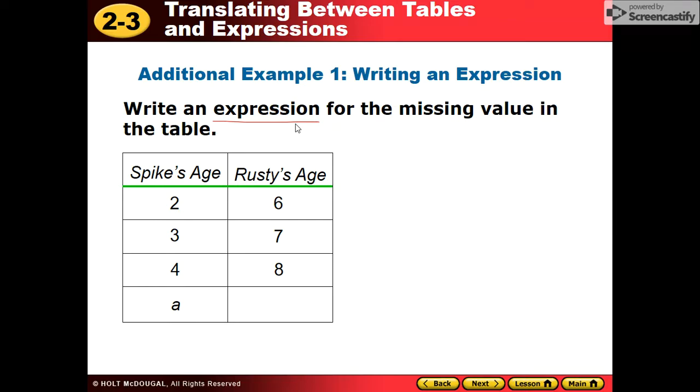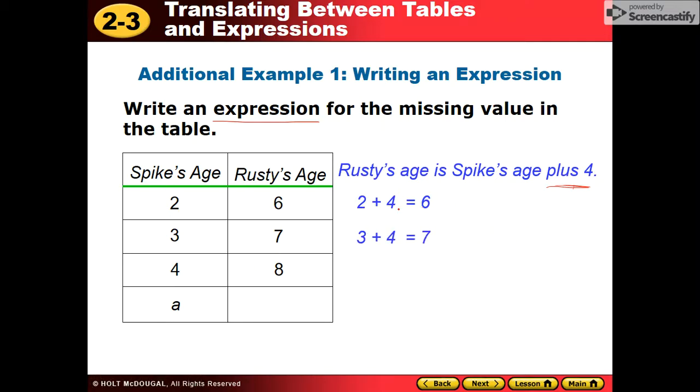The pattern that I see is when we go from Spike's age to Rusty's age, it's always 4 more than that, or plus 4. So 3, Spike's age, plus 4 gives us Rusty's age. Again, plus 4. You can see that here in the pattern, we're adding 4 each and every single time. So for us then, let's use that pattern and just write an expression for our missing value.